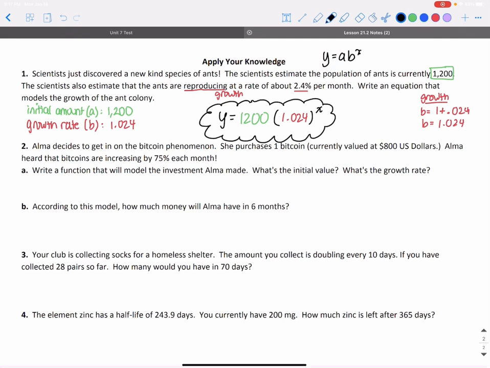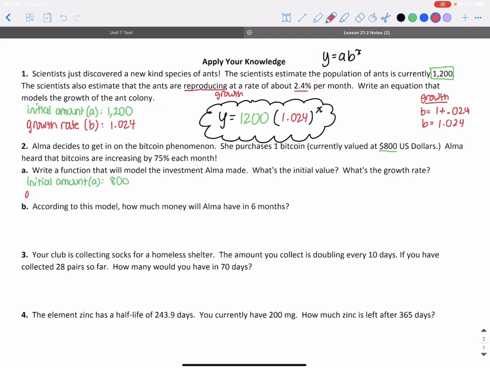For the second problem, Alma decides to get in on the Bitcoin phenomenon. She purchases 1 Bitcoin currently valued at $800 US. Alma heard that Bitcoins are increasing by 75% each month. First thing, we know this is an exponential function that we're going to use to model this situation. We need the initial amount, so the initial amount is going to be 800. Bitcoin is currently at $800, where Alma is starting her investment.